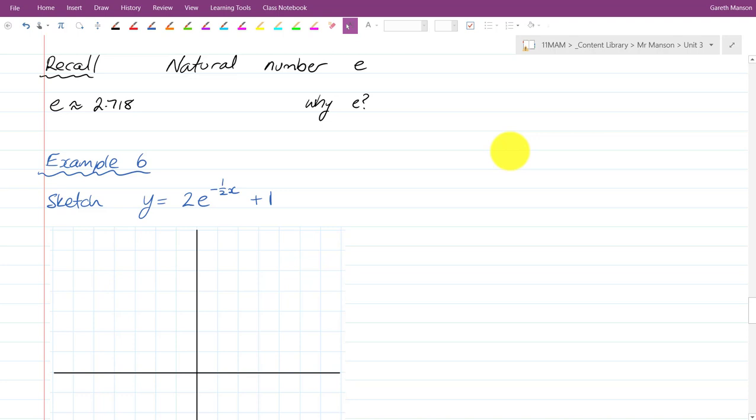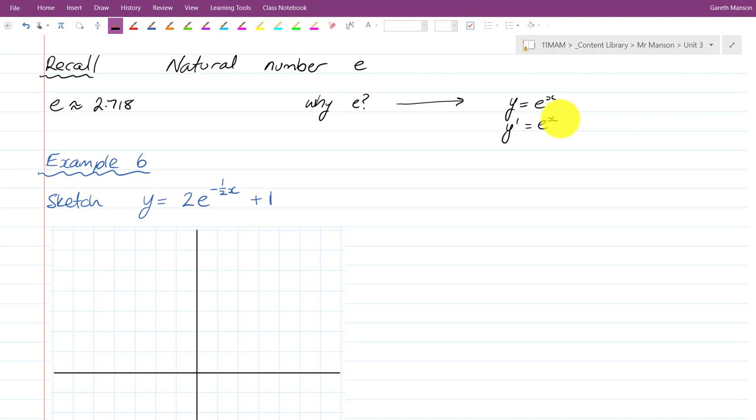But the important thing about e, don't forget, is this. This is what makes it really special. If y is equal to e to the power of x, then y dash is also equal to e to the power of x. That's the only function where that happens, and it has a great number of good properties for us moving into calculus. But we're not here to do calculus, we're here just to sketch functions.